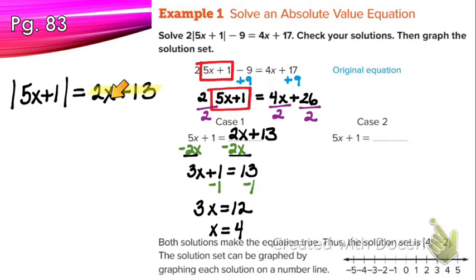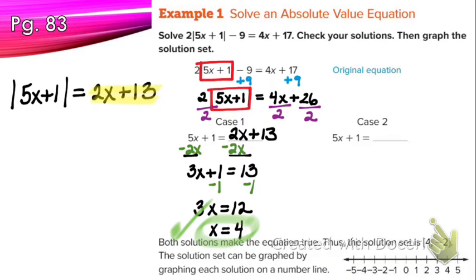So pick up your calculator, take 2 times 4 plus 13. This is your check. What you're checking is to make sure that this is positive. What I have highlighted in yellow has to be positive. I don't care what the number is, it just has to be a positive number. So is 2 times 4 plus 13 a positive number? Yes. So that means that x equals 4 is an actual solution.